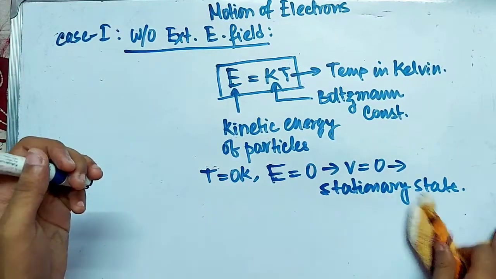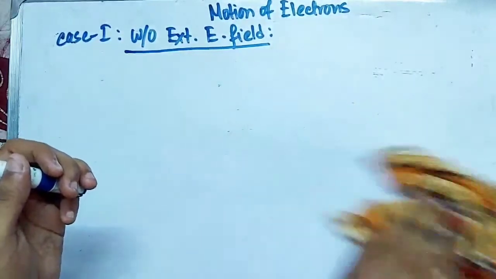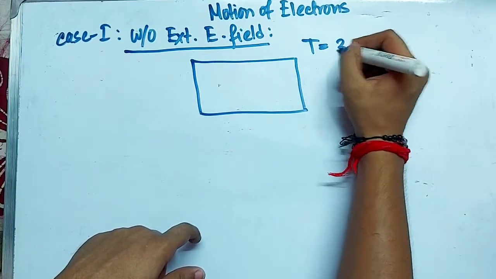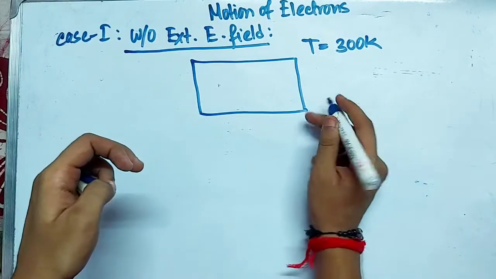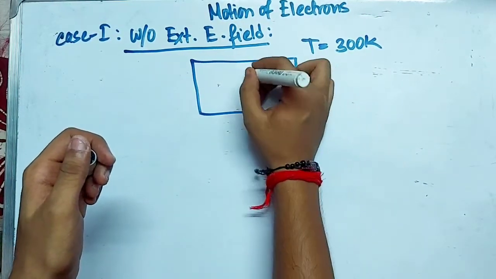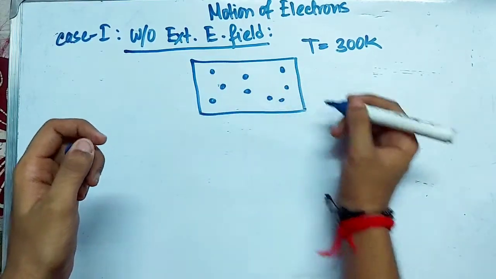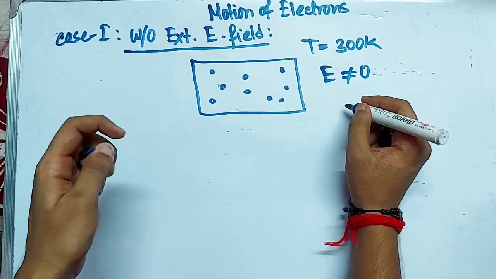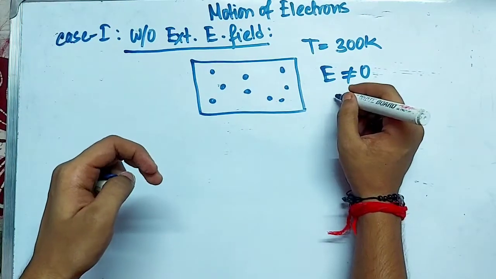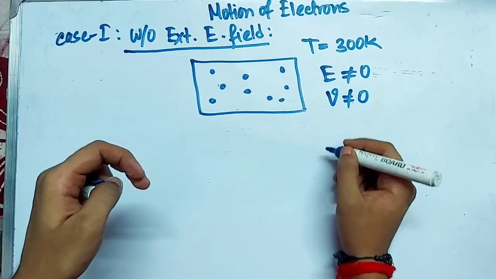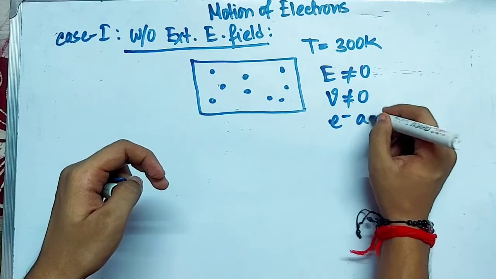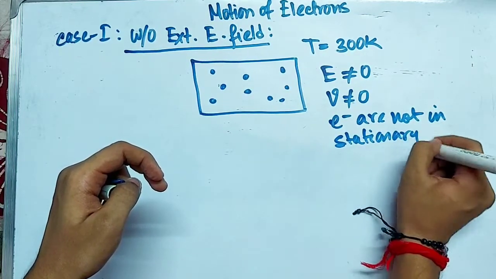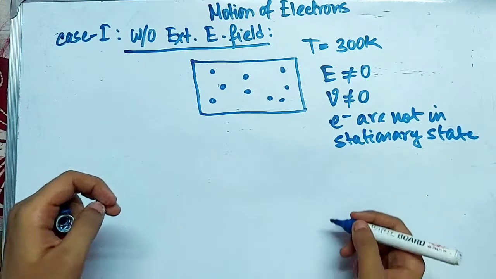Now I will start our discussion. Let's suppose we are dealing with a material at T equal to 300 Kelvin, which is known as room temperature. The electrons inside this material do not have a kinetic energy equal to 0. So the velocity is not equal to 0. That means the electrons are not in a stationary state. That means they are moving.